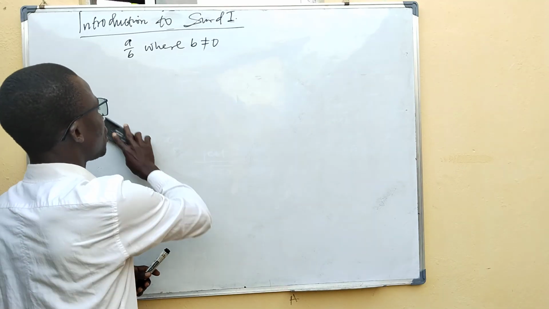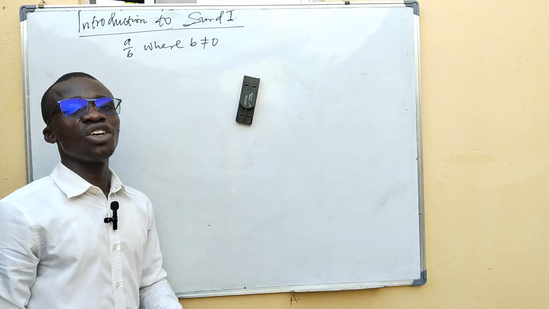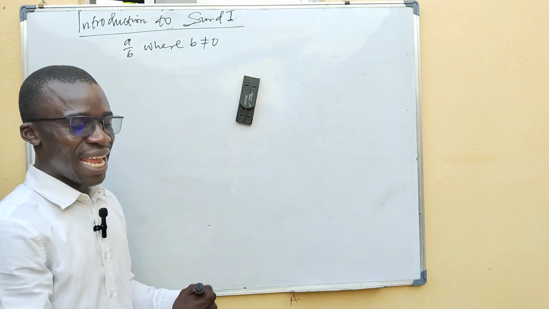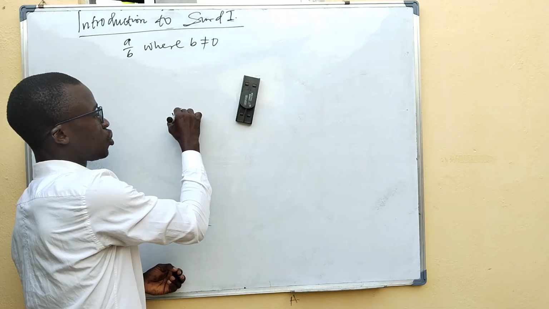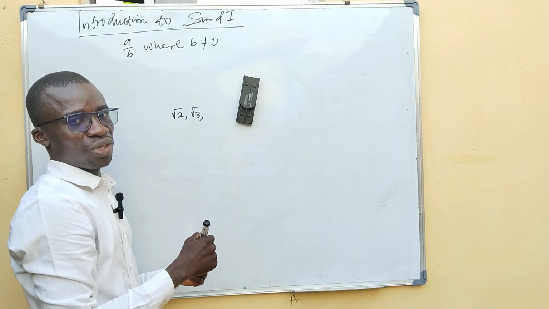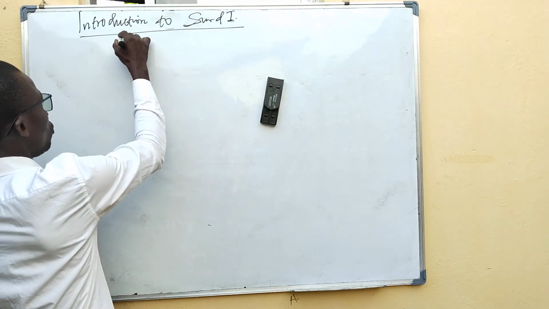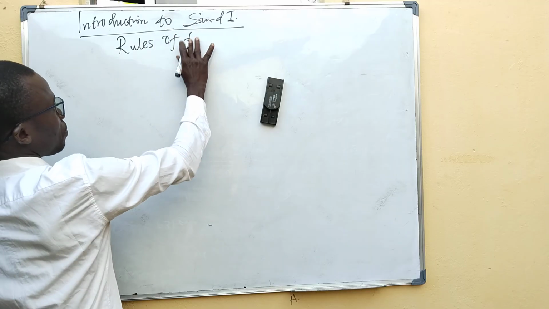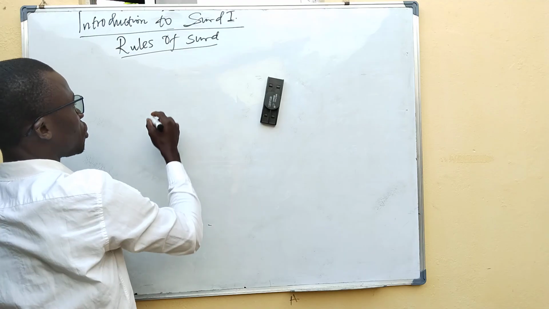Now, having said this, what is then a surd? A surd is an irrational number expressed in the form of roots. For instance, root 2, root 3, anything that is a surd. Now, having said this, what will be the rules? There are basic rules for surds.